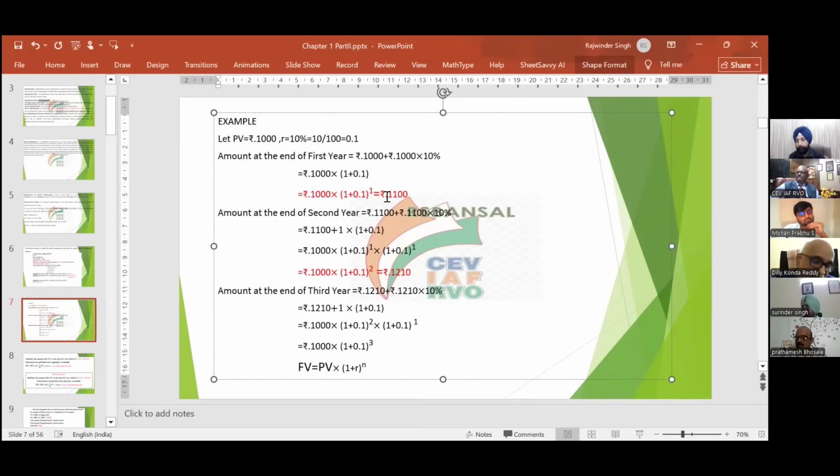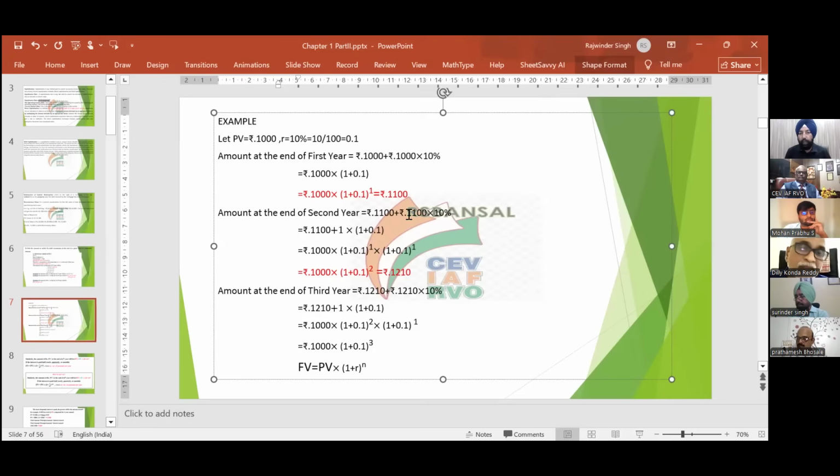Is it clear? After 1 year, you will have 1,100 in the bank. 100 rupees is the interest and 1,000 is the principal. Clear? So in the next year, interest will be levied on 1,100.